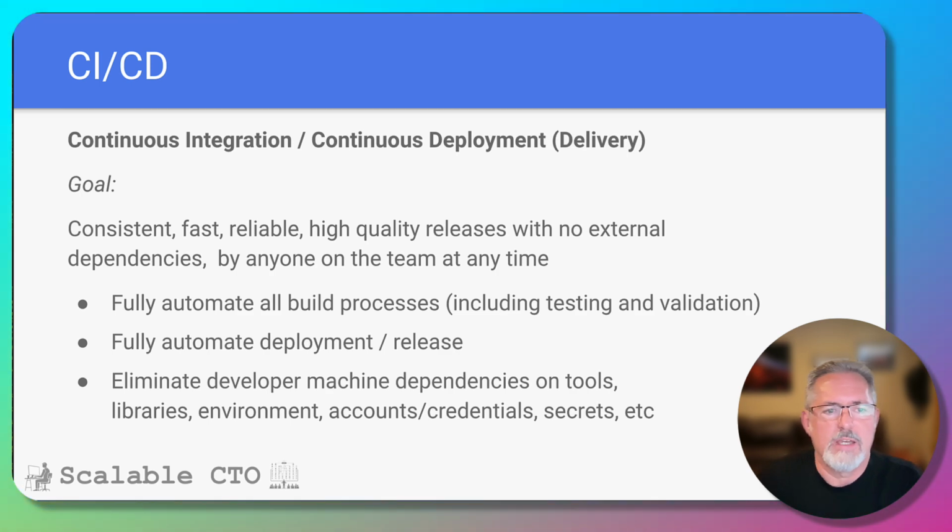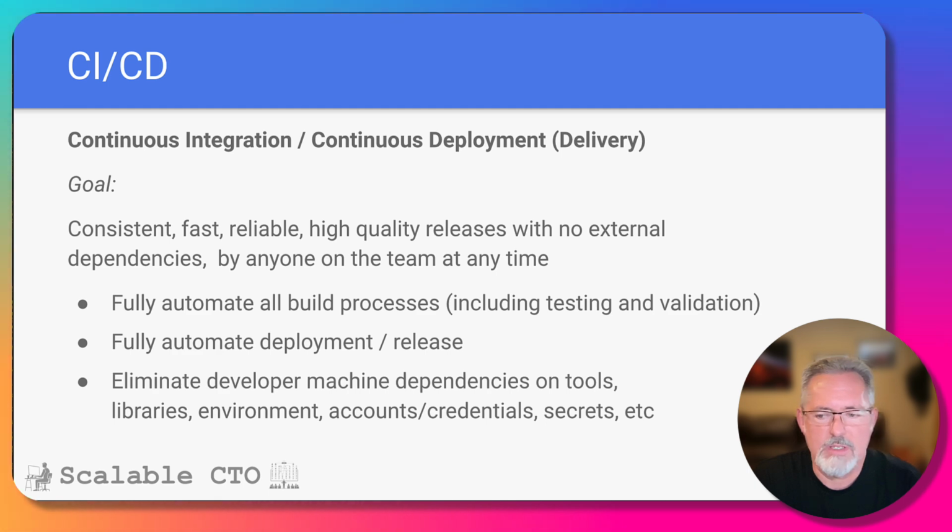So first of all, what is CI/CD? It's continuous integration, continuous deployment or delivery. And the idea is we're trying to get consistent, fast, reliable, high-quality releases with no external dependencies by anyone on the team at any time. So no dependencies on any developer workstations, any software versions, dependency versions, accounts, tools, credentials, secrets, environment variables, nothing. Just everything is completely fully specified. So we fully automate the build process, including testing and other kinds of validation. And we fully automate the deploy and the release. So everything is push button and nothing is dependent on a developer machine.